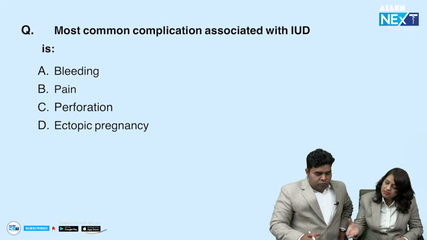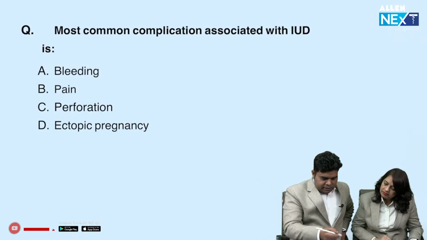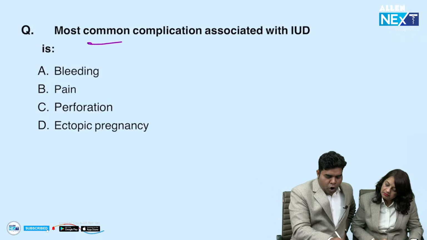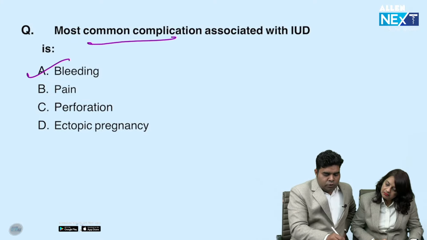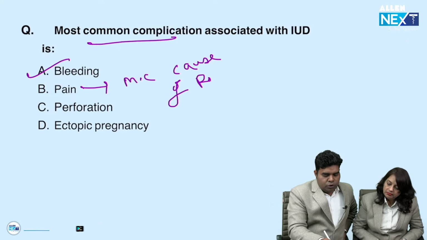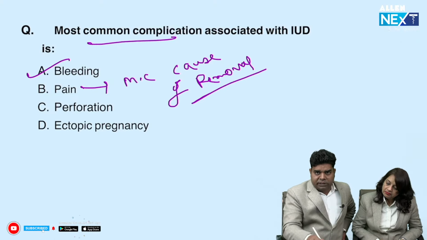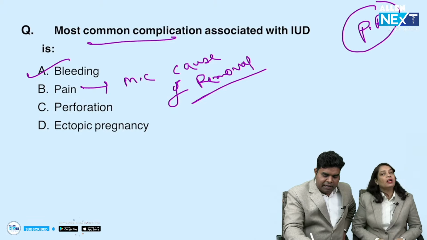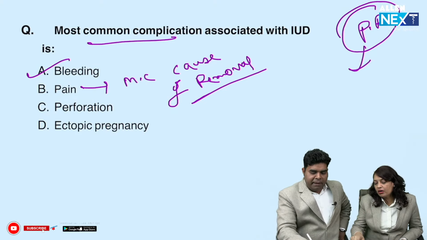Now, this we have discussed, most common, but still just one point I was willing to say. Most common complication is bleeding, and pain is the most common cause of removal, as ma'am was saying. So you can remember it, because it can get confusing. You can remember it by the mnemonic PR only, per rectal examination or PR. Pain for removal.